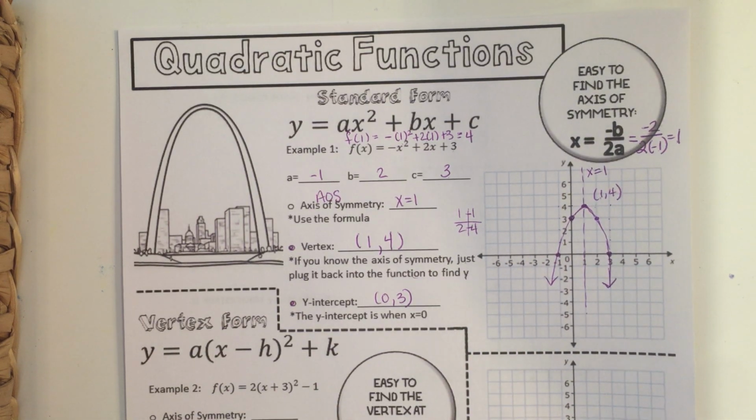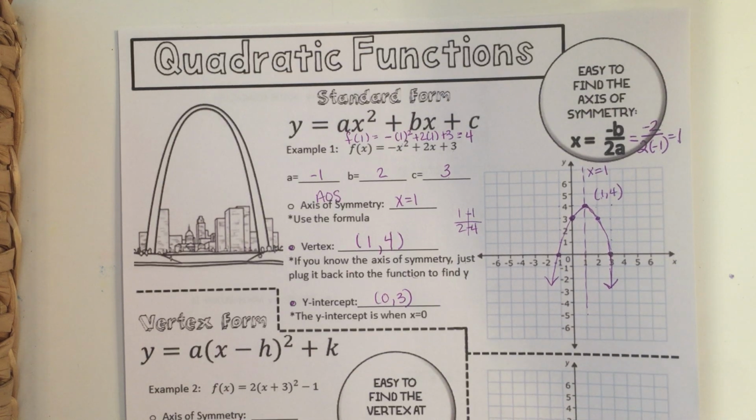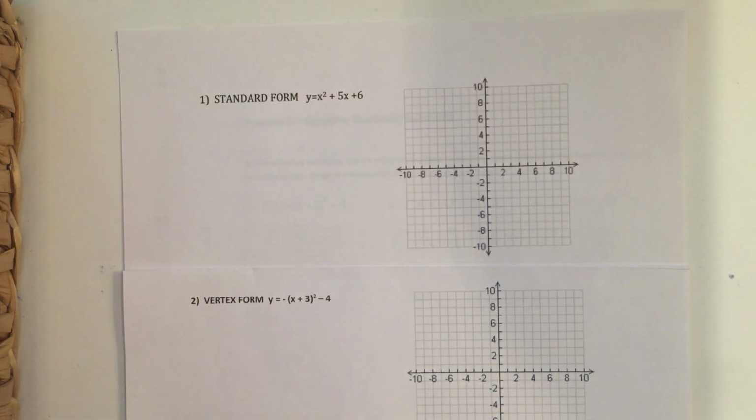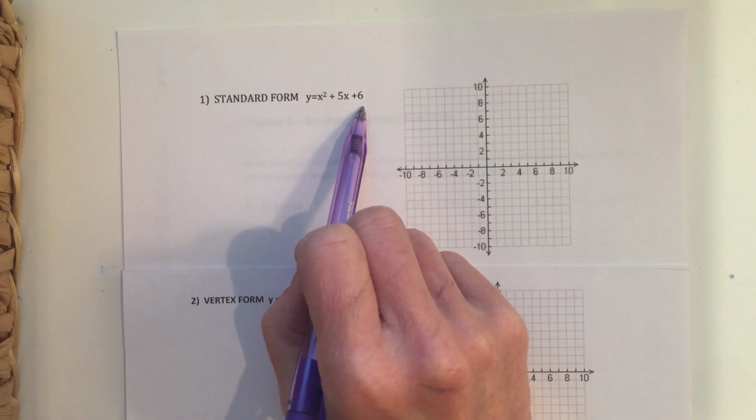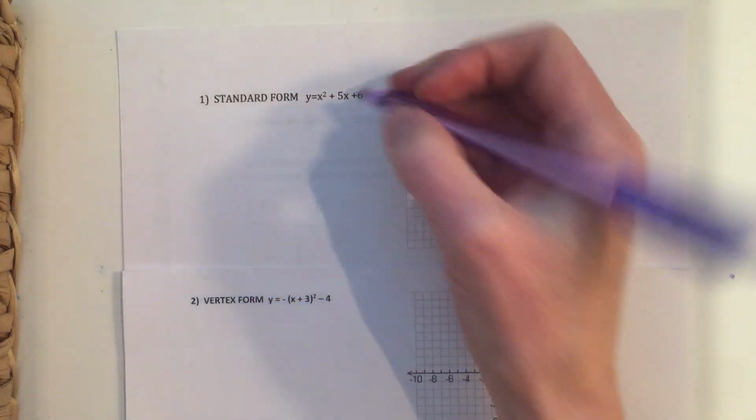Let's practice that one more time before we go on to our other forms. If you could flip to your second page, you have a quadratic function in standard form. Only I don't want to use this function.